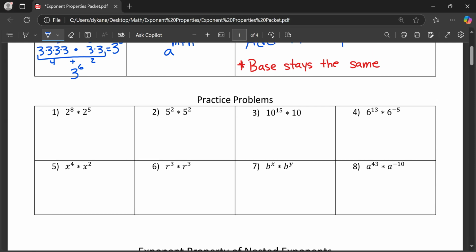So here are a few practice problems. Go ahead and try those. See if you can get the hang of that property.